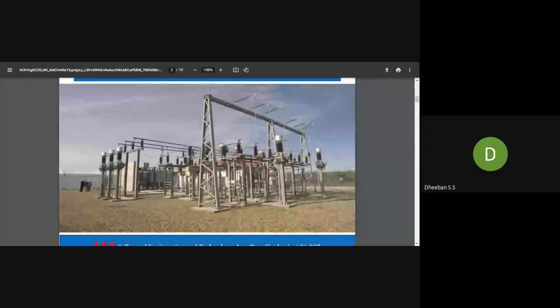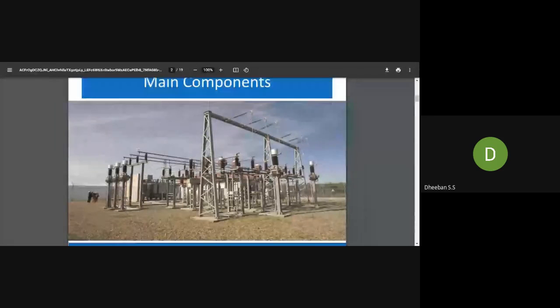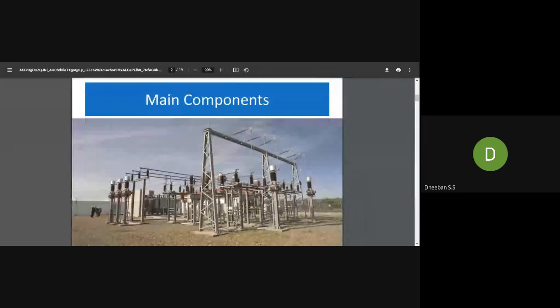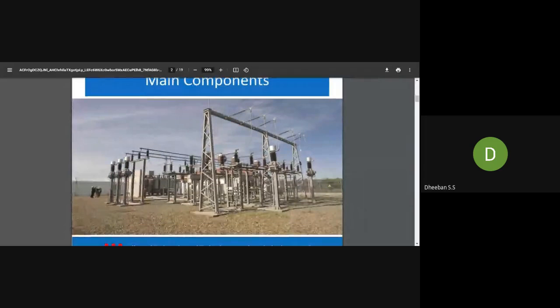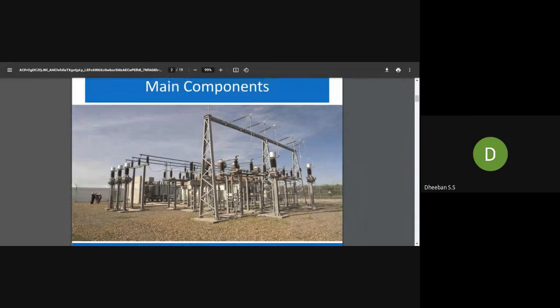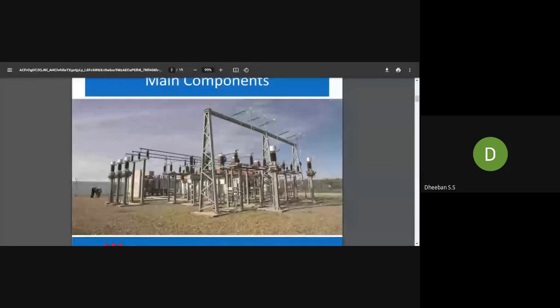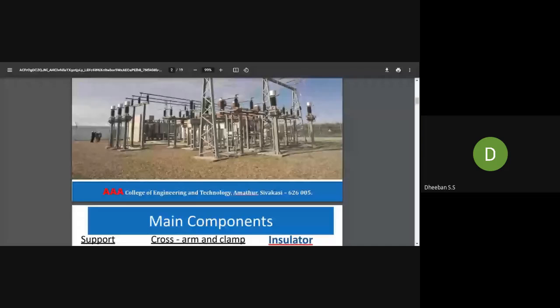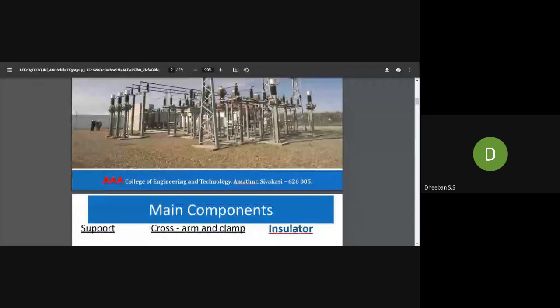Okay, so this is how a transmission substation looks like. It is a substation. This substation will have transformers. It also has potential transformers and current transformers for measuring the current and the voltage. Next, it also has insulators, conductors. So we'll be seeing each and everything.